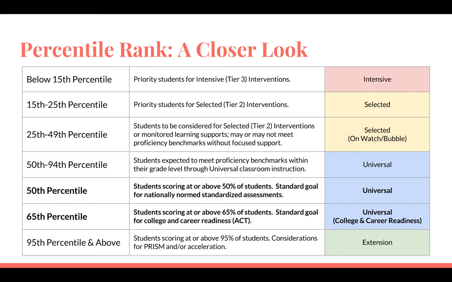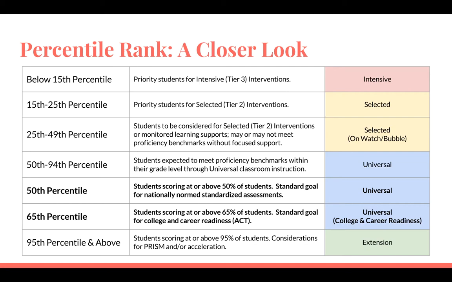A closer look at this table shows that students below the 15th percentile may be priority students for intensive Tier 3 interventions. Students between the 15th to 25th percentile may be priority students for selected Tier 2 interventions. Students falling between the 25th to 49th percentile could be considered for selected Tier 2 interventions or monitored learning supports. These students may or may not meet proficiency benchmarks without focused support. These students will be called our selected on watch or bubble students.